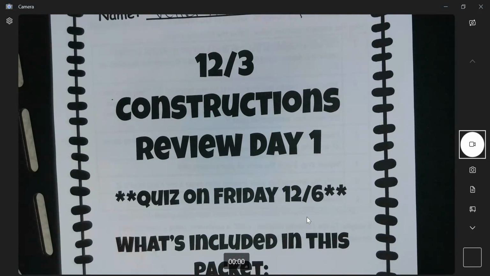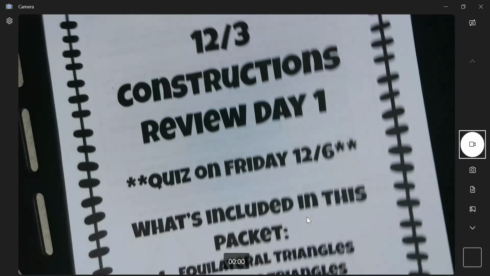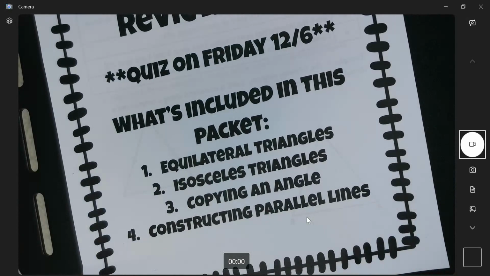Alright guys, so this is going to be the answer key video of me walking through all the constructions from review day 1. So what's in this packet is equilateral triangles, isosceles triangles, copying an angle, and constructing parallel lines.